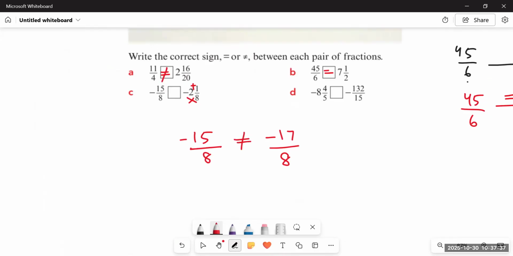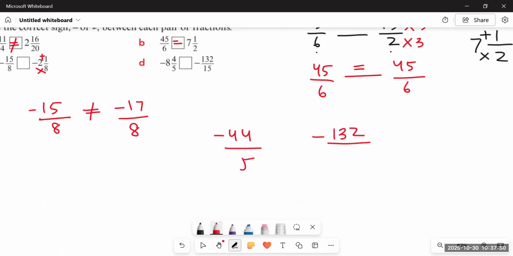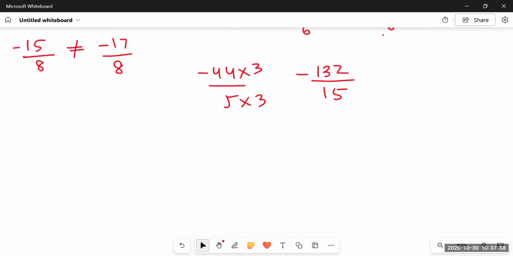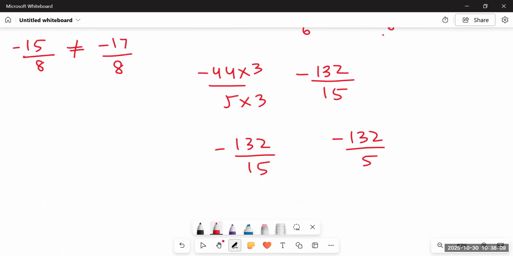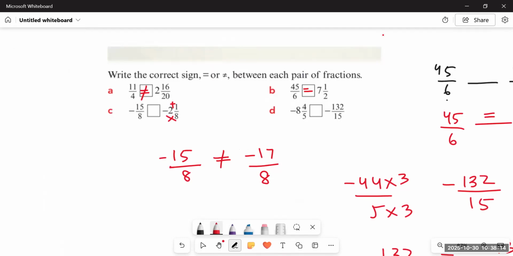Next, we have minus 8 whole 4 over 5. So 8 fives are 40. 40 plus 4 is equals to 44. So initially, it would be minus 44 over 5 and minus 132 over 15. But we can convert 5 into 15 by multiplying it by 3, simple. So what will happen? We will multiply 44 by 3 and it becomes 132. So that's also 132 and this one is also 132. It means both are equal to each other. That's all.